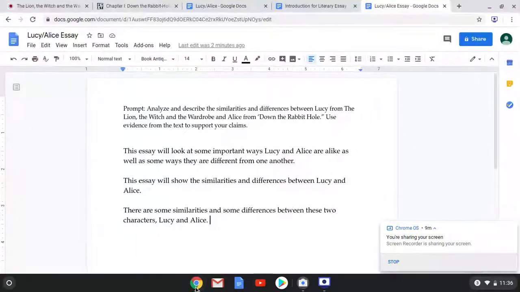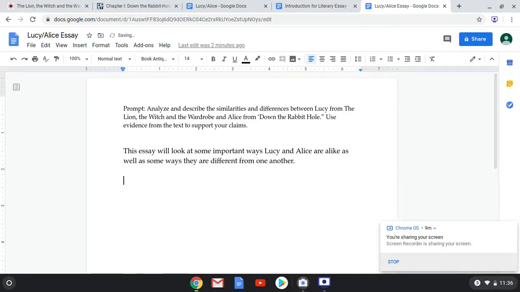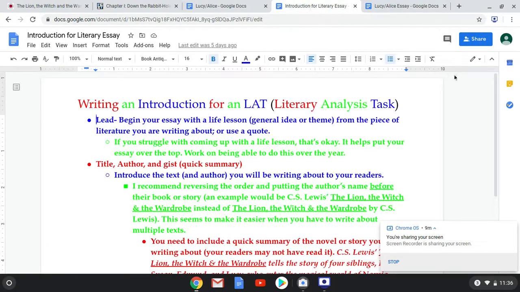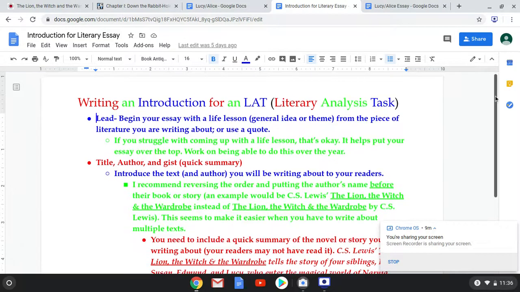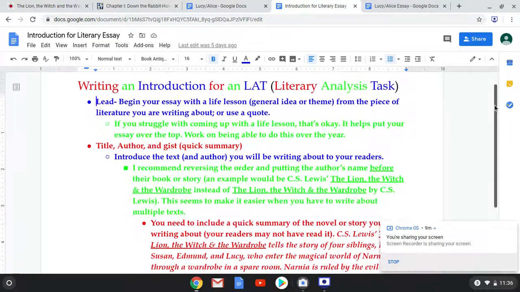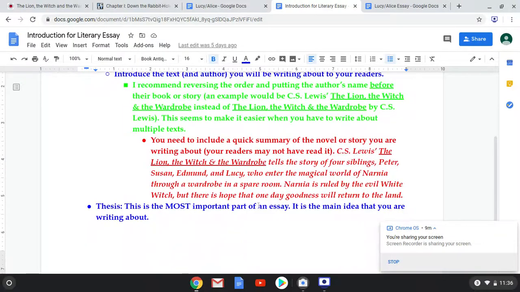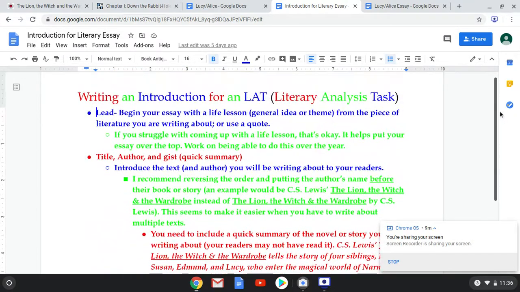Okay, so I like my first one the most, so I'm going to let these go. So this is going to be my thesis. All right, so I have this little thing for writing an introduction. We already did our thesis. Remember, it says thesis. This is the most important part of an essay. Well, we already did our thesis, so we're going to do the other parts first.